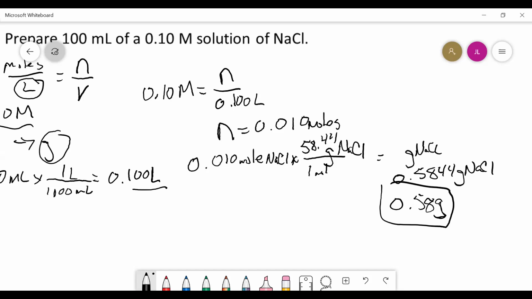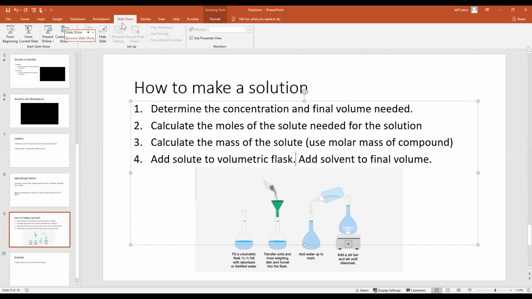So hopefully this gets you to an understanding of how to do the different calculations that you're going to be doing on the molarity worksheet. So look at the next assignment in Schoology below this video, and do the 10 questions that are associated with that.